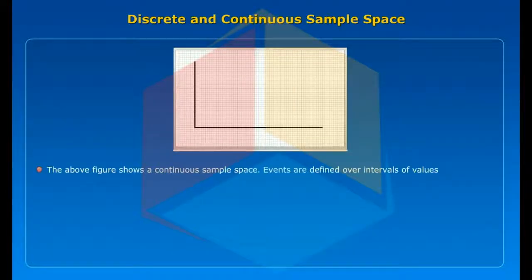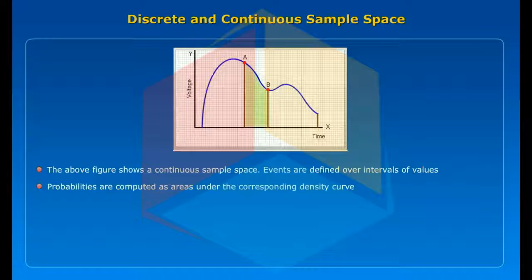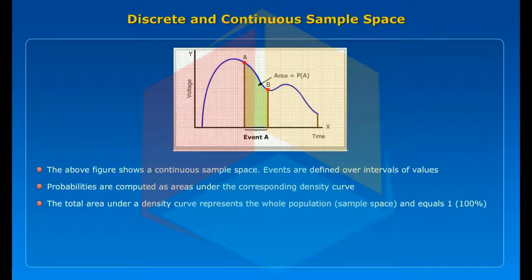The figure shows a continuous sample space. Events are defined over intervals of values. Probabilities are computed as areas under the corresponding density curve. The total area under a density curve represents the whole population or sample space and equals 1.